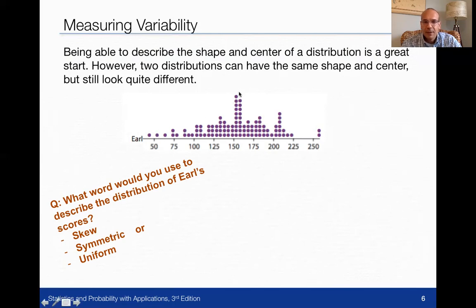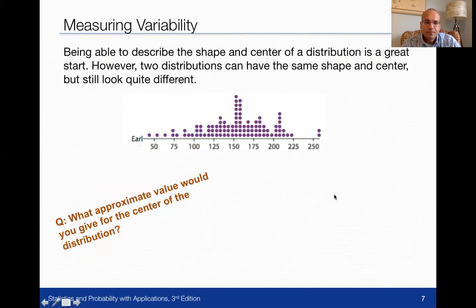There's that kind of single peak in the middle and it falls off in both directions. Admittedly, this side looks different than this side, but I think that the number of scores that fall on this end and the number of scores that fall on that end, pretty similar. So I'd say probably approximately symmetric.